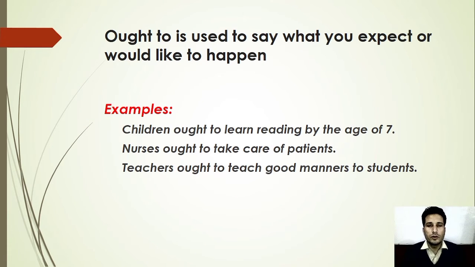Next we have ought to is used to say what you expect or would like to happen. Okay, so when we expect something or when we like something to happen, we also use ought to. For example, children ought to learn reading by the age of 7. So it is expected from children that they ought to learn reading by the age of 7. Nurses ought to take care of patients. So it is definitely expected from nurses to take care of patients. So we say nurses ought to take care of patients. Teachers ought to teach good manners to students. So definitely it is expected from teachers to teach good manners to students. So we say teachers ought to teach good manners to students.